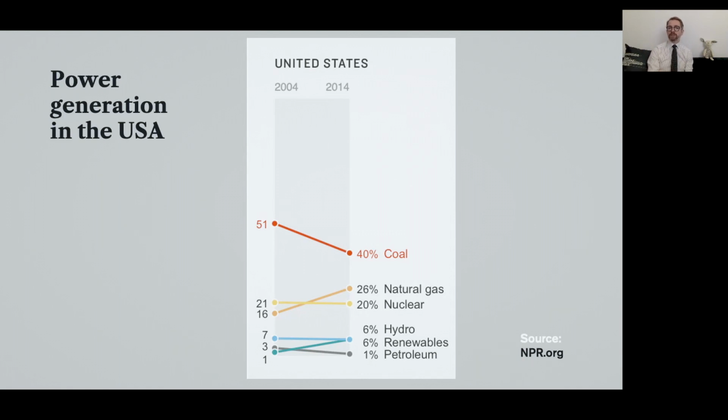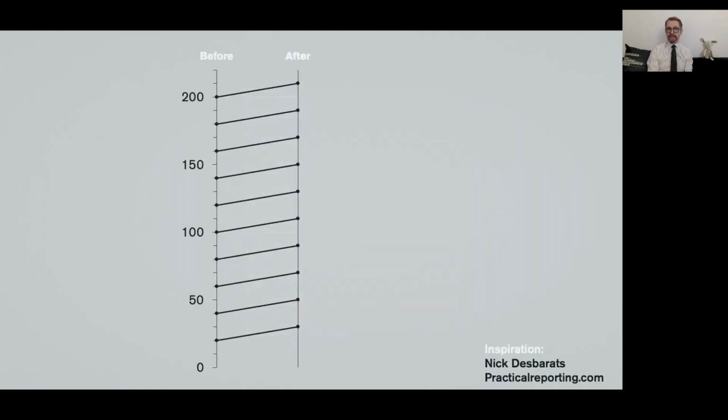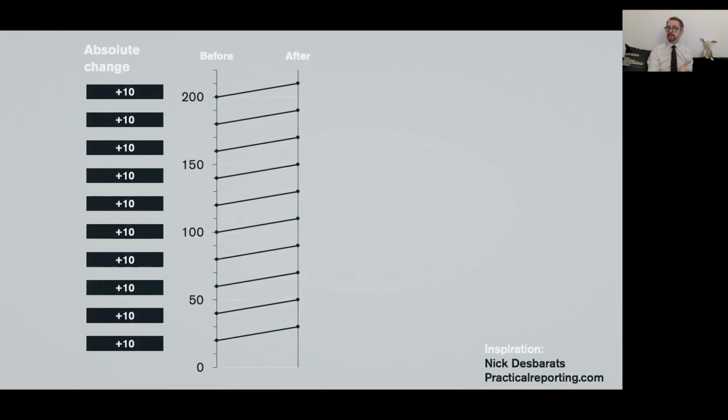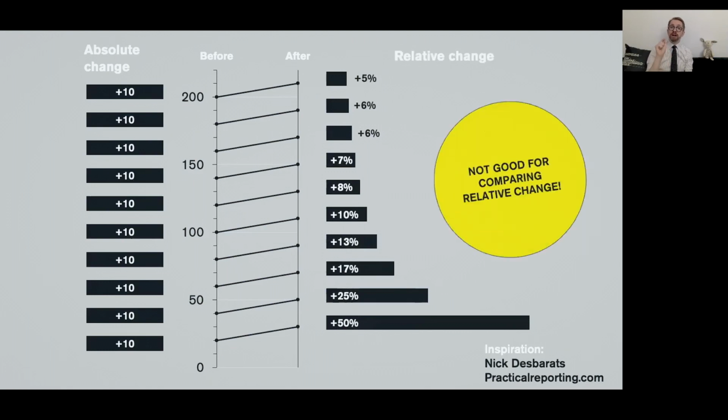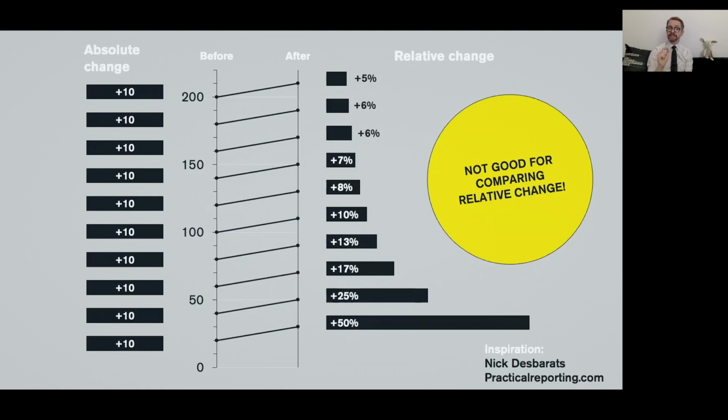But be careful with your slope graphs. Here's an example that I made up. It looks like everything is increasing equally. And that is true if you're looking at the absolute change. Everything in this example has increased by 10. But think of the relative change. The one at the top went from 200 to 210, and so that is only a 5% increase. But at the bottom, going from 20 to 30, that's actually a 50% increase. So remember that slope graphs are not good for comparing relative change.